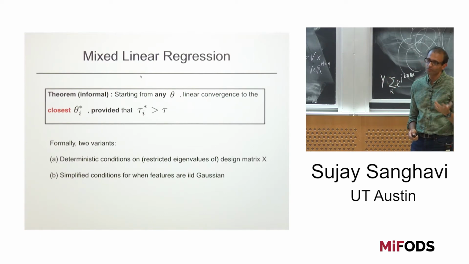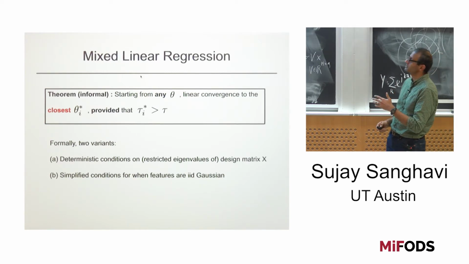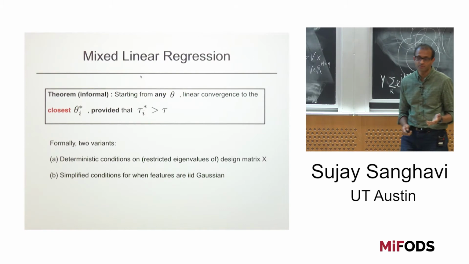In the papers we have two variants of this. One is deterministic conditions on the x's, y's, and theta stars under which this works, and the other one is simplified conditions for when the features are IID Gaussian.